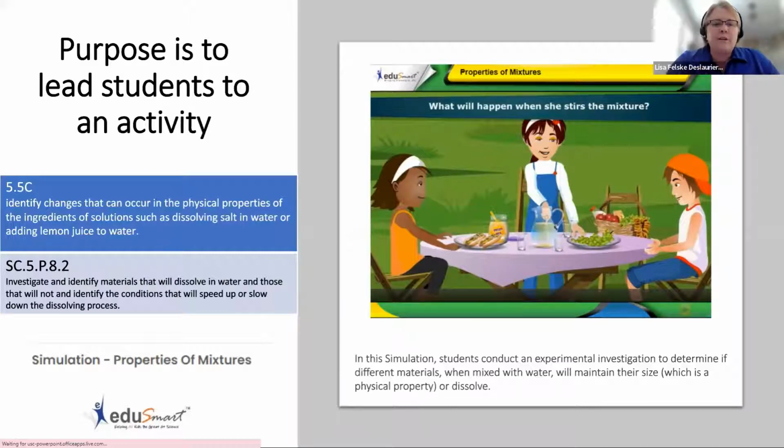If you're an EduSmart customer, of course, you have access to our simulations. And in grade 5 in Texas and also grade 5 in Florida, we have this simulated lab activity called Properties of Mixtures. And what the kids do is they conduct an experimental investigation to determine if different materials, when mixed with water, will maintain their size or dissolve.